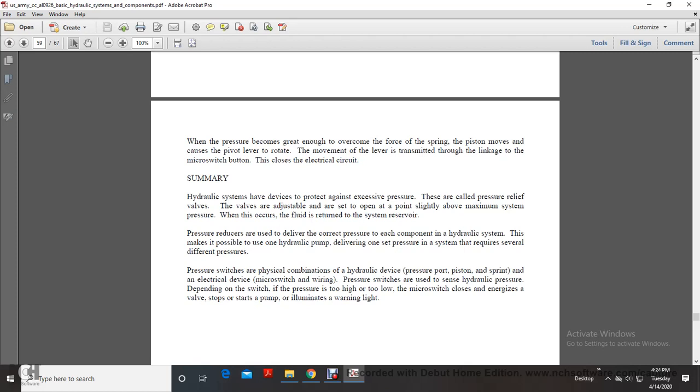Alright, summary. A hydraulic system has a device to protect against excessive pressure. This is called the pressure relief valve. The valve is adjustable and set to open slightly above the maximum system pressure. The excess fluid is returned to the system reservoir.